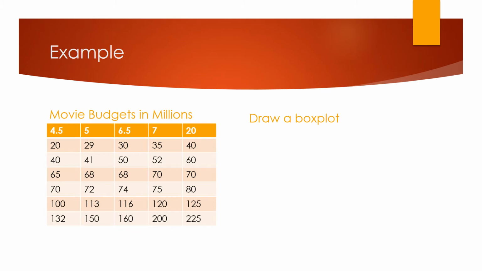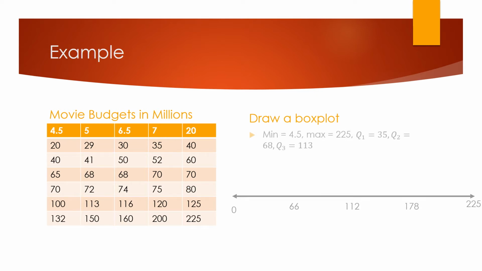Here's an example for you to try. This is a chart of movie budgets in the millions. Take this data and draw a box plot. Pause the video at this point to give yourself a chance to try it on your own. So the first thing you need to do is find your 5-number summary.